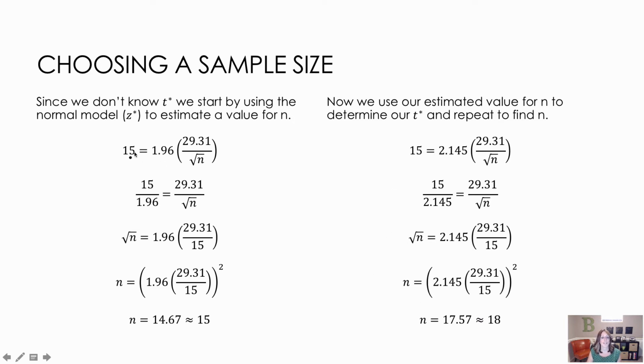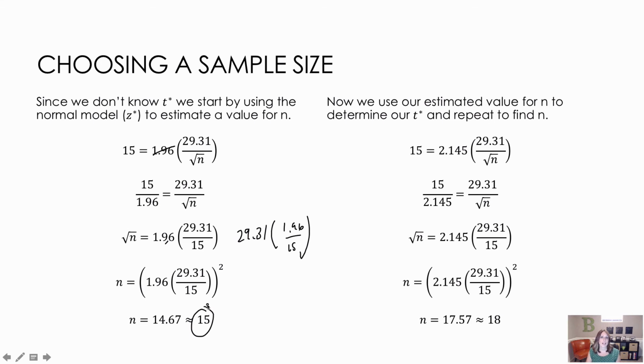So for the first, I've got my 15, my 1.96. Of course, I'm going to divide each side by this first. These calculations are a little bit different than last week because last week we had the square root over the whole thing. Now I'm going to take this side times radical n, and then divide this side by 15 over 1.96, which means I'm multiplying by the reciprocal. You can write it like this, or you could have had the 29.31 multiplied by the reciprocal, 1.96 over 15. Either way, notice what I'm ending up with is about 15, because I'm rounding up.